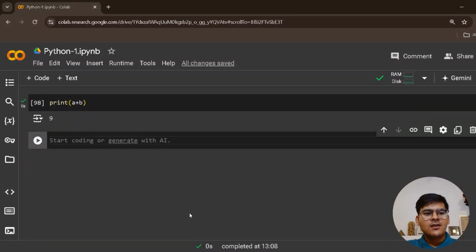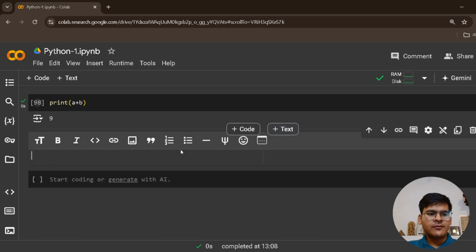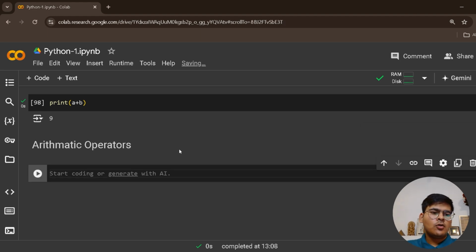Welcome back. So now let's start discussing the first type of operator, which is the arithmetic operator. Arithmetic operators are the same ones you learned in your school days. Let me give the heading: arithmetic operators. So these are your plus, minus, addition, subtraction, division, multiplication operators. Let's take an example.